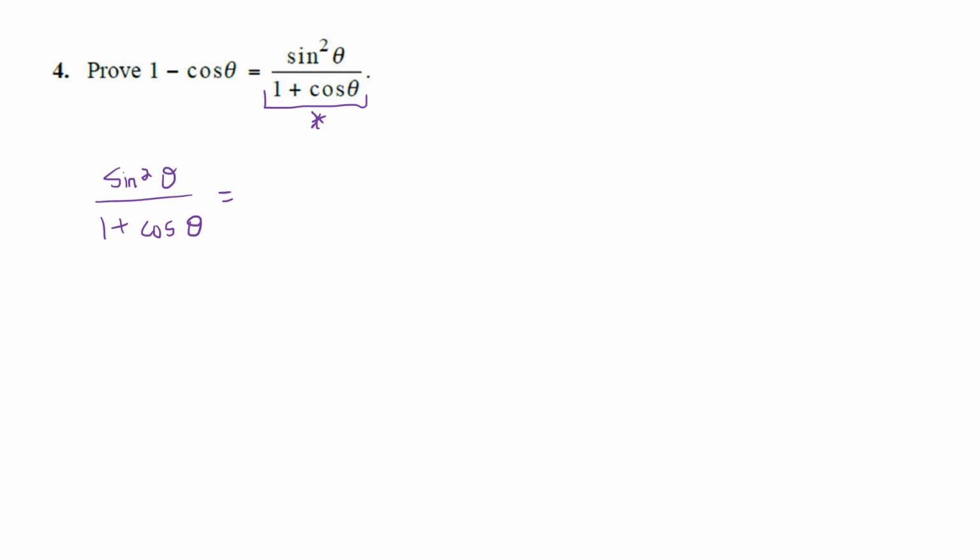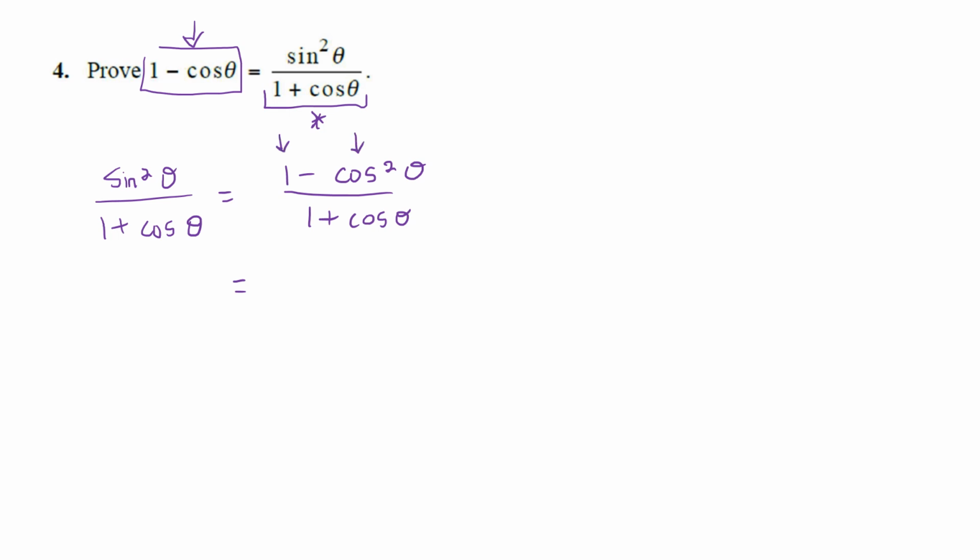1 minus cosine theta. Okay, so that's very similar to one of the Pythagorean identities. Okay, so let's rewrite our numerator as 1 minus cosine theta, because we don't want any sines in our expression, because that's what we're trying to get. So I need to rewrite sine in terms of cosine. So I'm going to rewrite sine squared theta as 1 minus cosine squared theta, which is one of the Pythagorean identities.